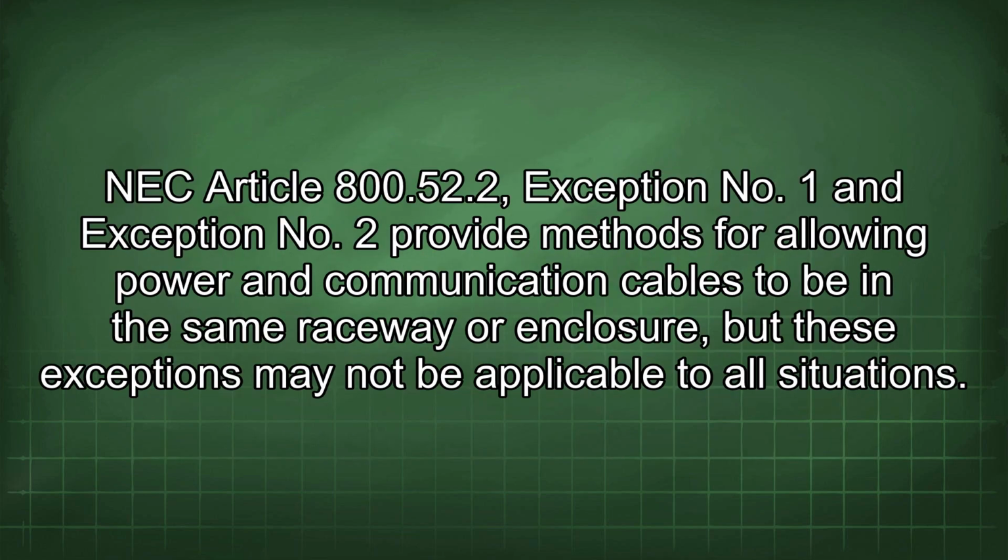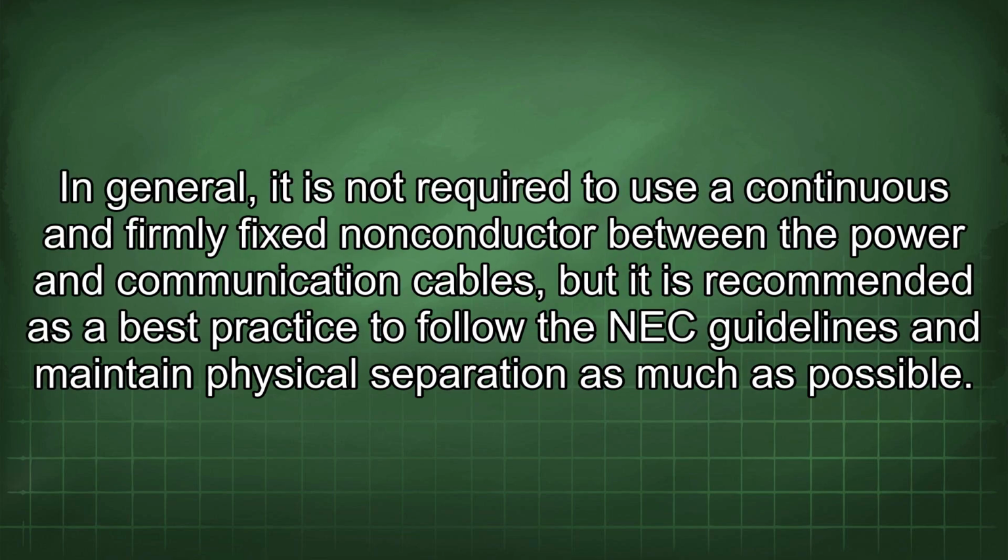NEC Article 800.52(2), Exception No. 1 and Exception No. 2 provide methods for allowing power and communication cables to be in the same raceway or enclosure, but these exceptions may not be applicable to all situations. In general, it is not required to use a continuous and firmly fixed non-conductor between the power and communication cables, but it is recommended as a best practice to follow the NEC guidelines and maintain physical separation as much as possible.